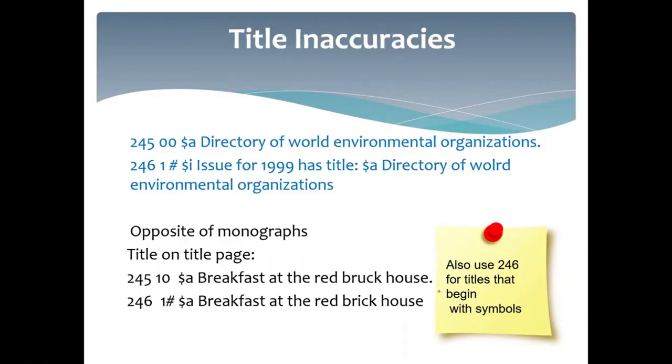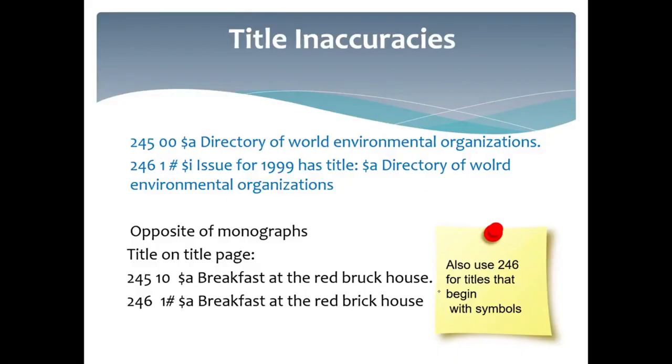But for serials, it's a bit different, because remember, serials covers the whole thing. So we have one issue for 1999, and it has a typo in it. The issue for 1999 has the title Directory of World Environmental Organizations. And of course, it's supposed to be Directory of World Organizations. So we're going to flip that a little bit. We're going to keep our title as it's supposed to be, and we're just going to add a 246 for the one that's incorrect.